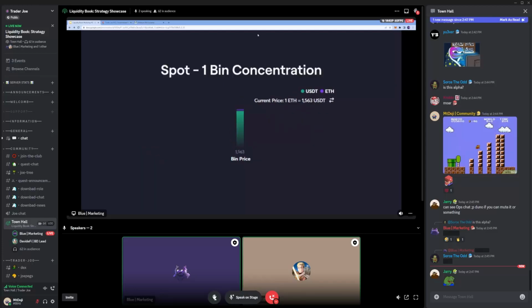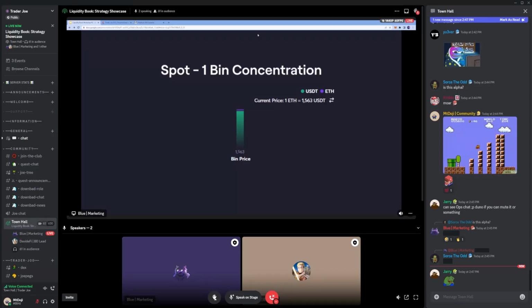Right. What else have we got here? Spot one bin concentration. What it says on the tin. This is liquidity deployed in one bin. This example here is Tether and ETH, probably not the liquidity pool where you want to put liquidity in one bin.